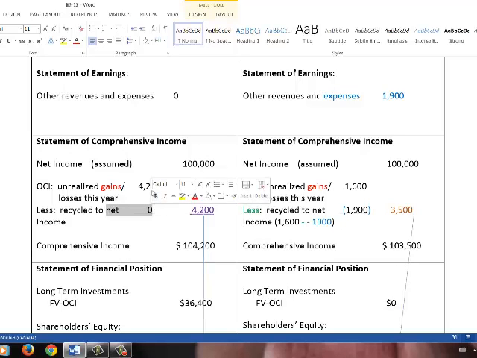Now, how much of that was recycled back into net income? None of it, because we didn't have a sale this year. Notice in 2017 we do have some activity in these accounts because that was the year the fair value through OCI investment was sold. So in 2016 we'd have comprehensive income of $104,200.